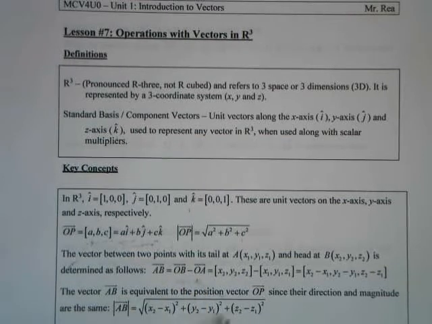Okay, and this is kind of an expanded version of the definition of OP. So if we want to get the magnitude of any vector AB, it's the difference in all the components squared, added together, and then square rooted.